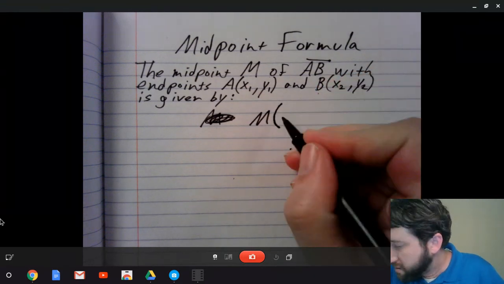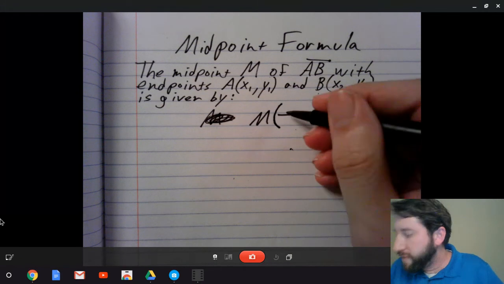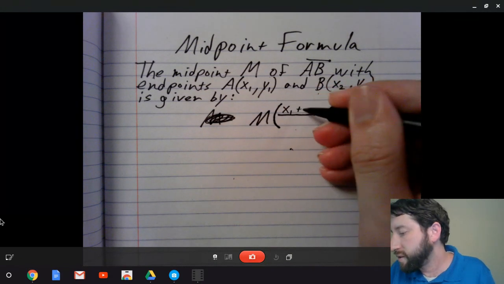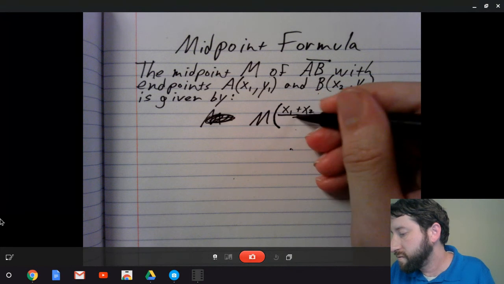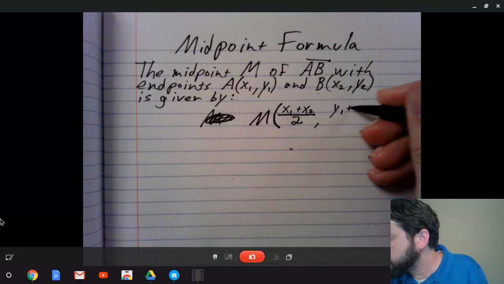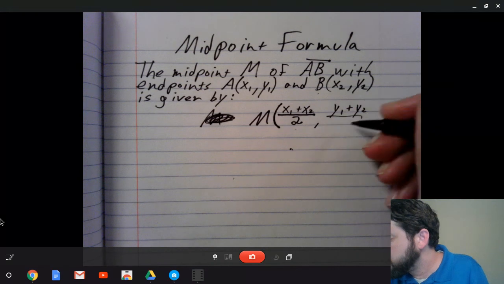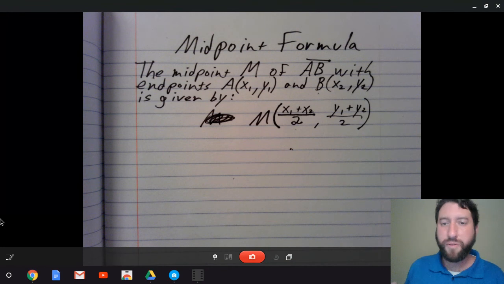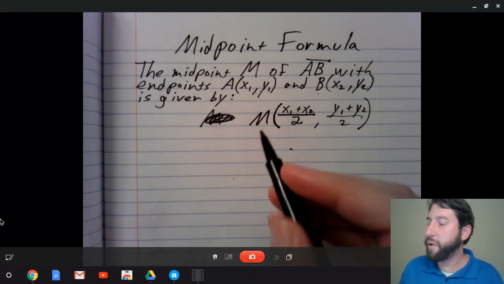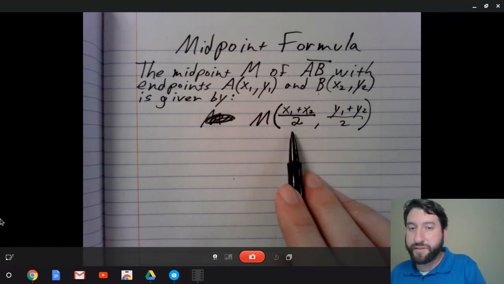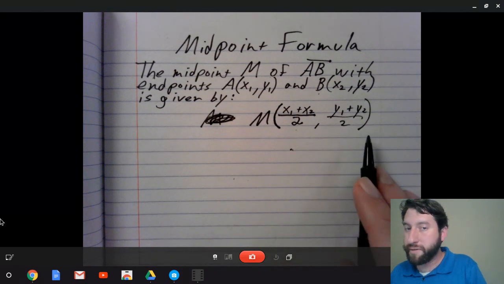M, and then what we have here, (x1 plus x2 divided by 2, comma, y1 plus y2 divided by 2). That's all there is to it. That's the midpoint formula. All right, so the point M is given by these coordinates. So this is the x coordinate. This is going to be our y coordinate.